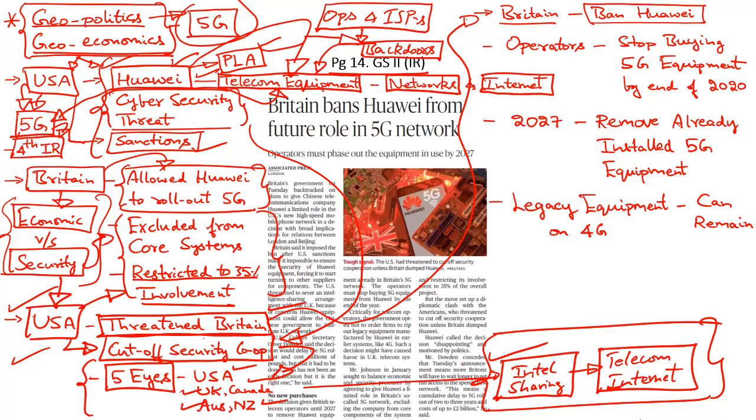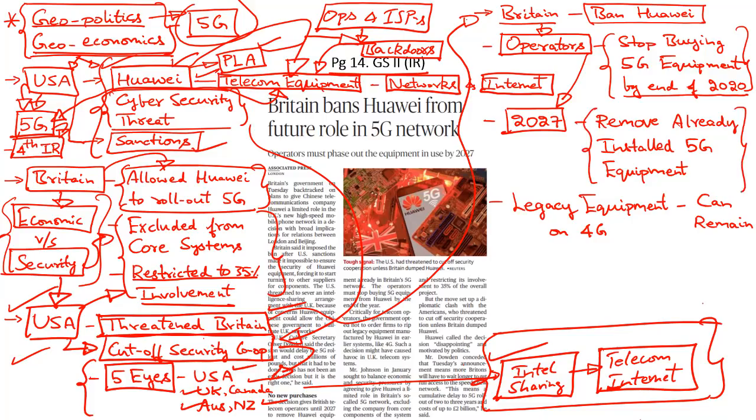As per the new policy, British telecom operators would be required to stop buying all 5G equipment from Huawei by the end of 2020 onwards. And British telecom operators and ISPs have been notified that by 2027, all the existing 5G equipment of Huawei should be completely removed from Britain's telecom and internet infrastructure.